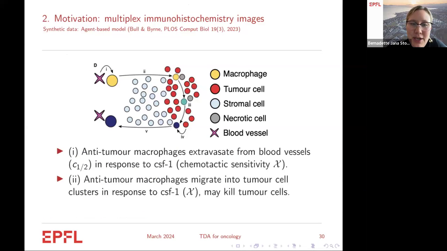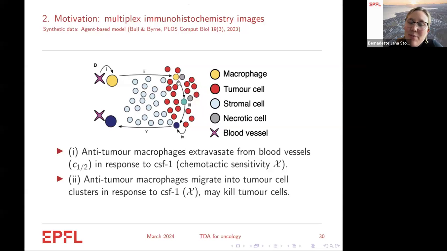So how does this model work? So initially you have blood vessels, which produce macrophages at a set rate, which is related to this parameter C1/2. Which is in response to a chemical that is being produced by the tumor cells. These macrophages also have a certain sensitivity towards this chemical, which is given by the parameter chi, which can also be varied. And then once they come out of the blood vessels, they start migrating towards tumor cell clusters.